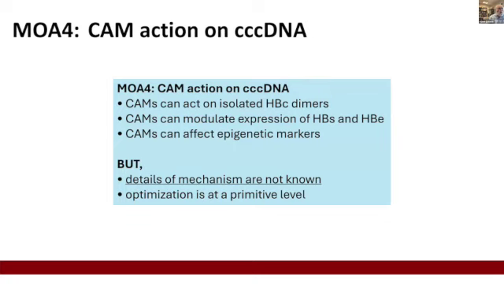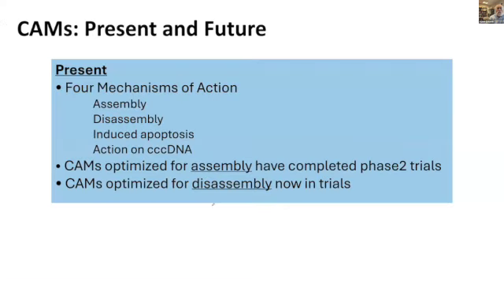So mechanism 4: CAMs can act on isolated dimers. CAMs can modulate expression of HBS. CAMs can affect epigenetic markers. The details of this mechanism from CAM to CAM are not known, and any optimization of this mechanism is still at a very primitive level. So in summary, I'm sorry, I'm going a little over time. In summary, there are 4 mechanisms of action: assembly, disassembly, induced apoptosis, and action on cccDNA.